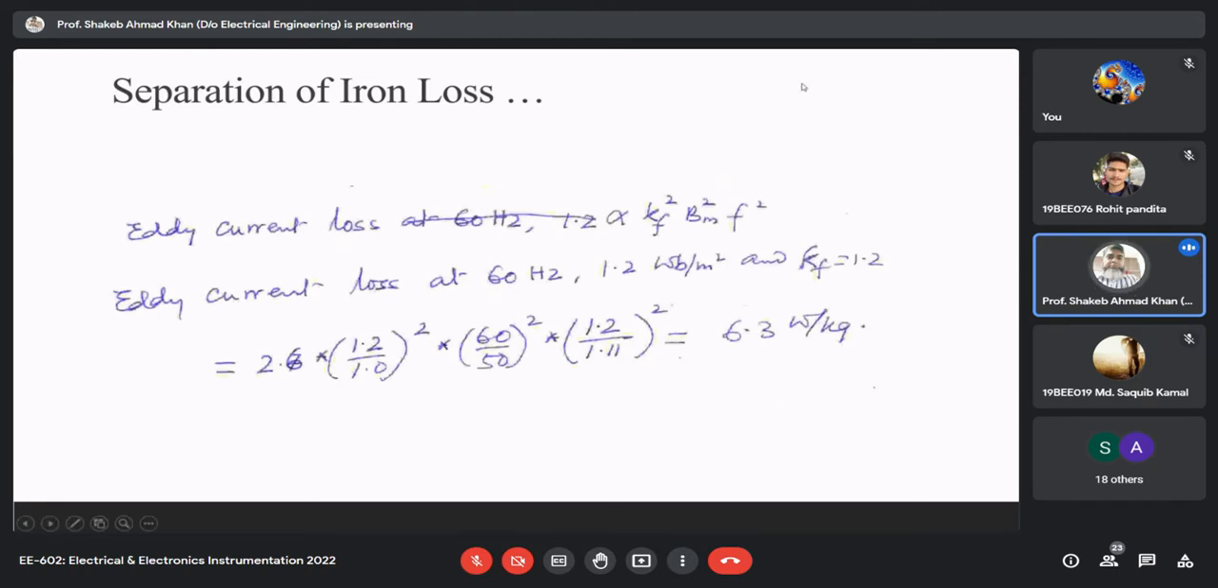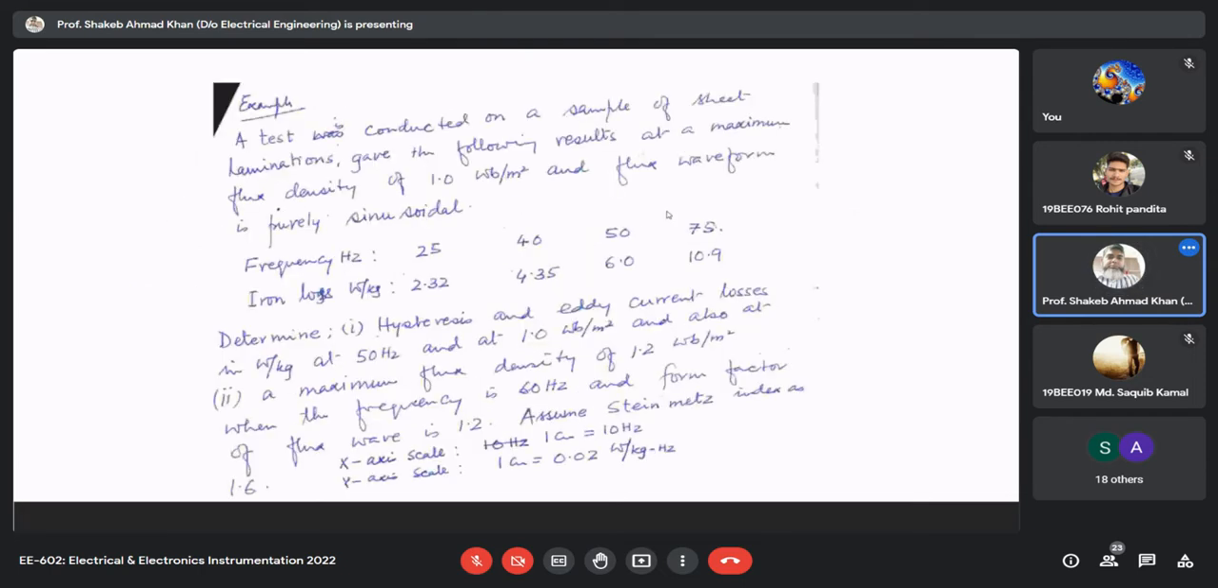Similarly, eddy current loss is directly proportional. Now here, why am I putting the form factor here? Here you see the form factor also changed. At 60 hertz the form factor of the flux wave is 1.2. Earlier it was purely sinusoidal, as it was written here. Purely sinusoidal means 1.11.